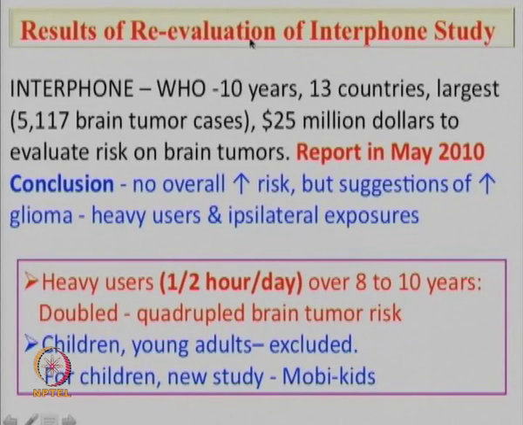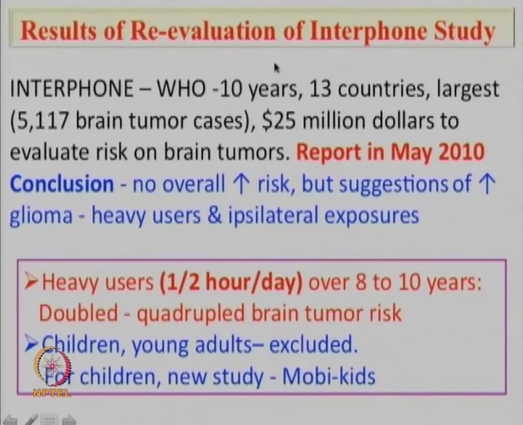Now, this is the result of a re-evaluation of an Interphone study. Just to tell you, the Interphone study actually started in the year 2000, and they followed all the protocols of the WHO, World Health Organization.